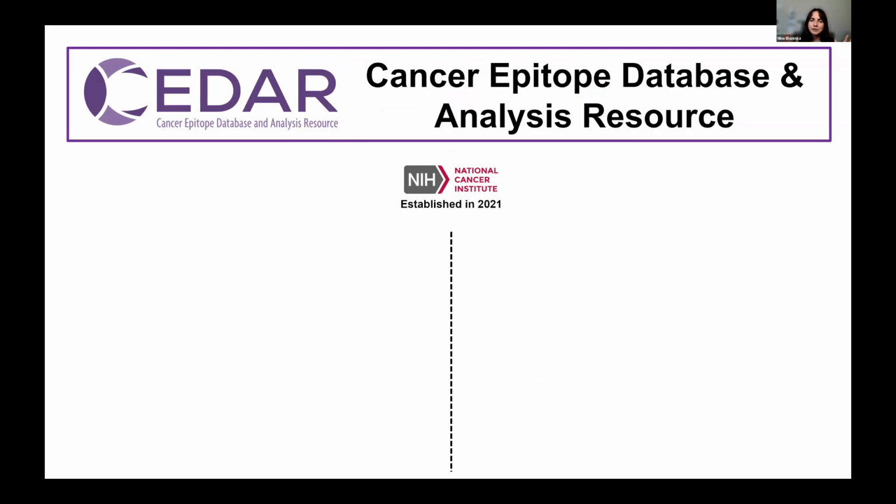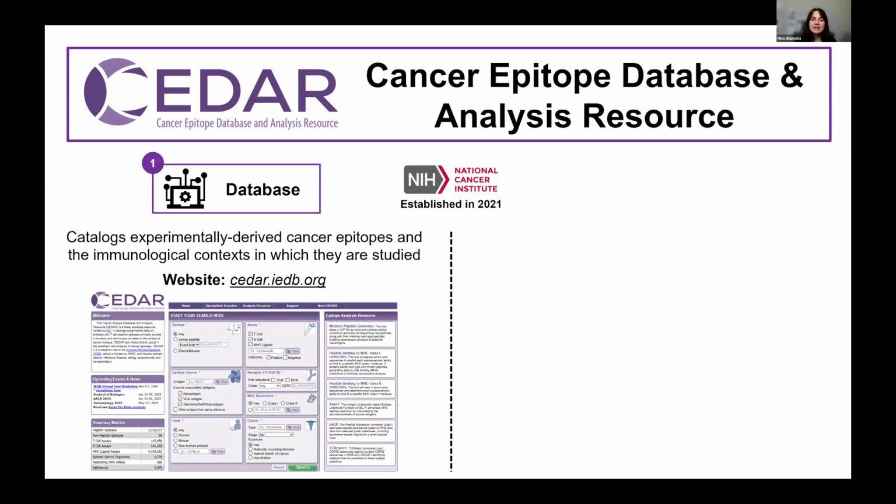As a big reminder of where we started 3 hours ago, we are the Cancer Epitope Database and Analysis Resource. It is free and it was established in 2021 with funding from the National Cancer Institute. We have two sides of the same coin. The database catalogues experimentally derived cancer epitopes and the immunological context in which they're studied, so the assays and the outcome. You can access the CEDAR database at cedar.iedb.org, and that's your entry point for everything CEDAR related.